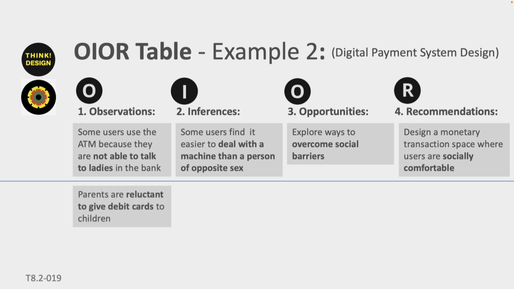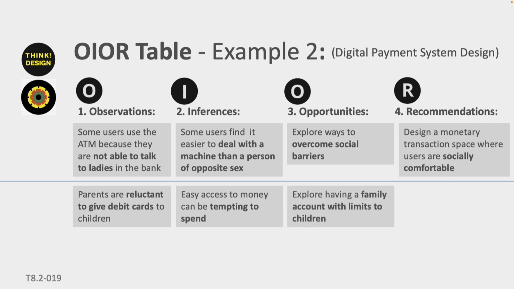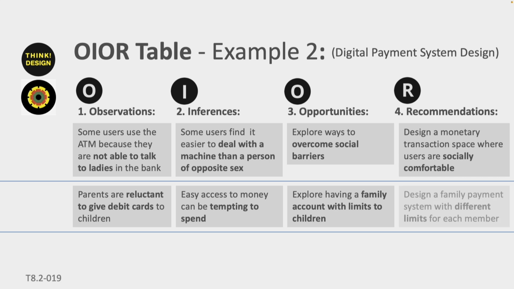Parents are reluctant to give debit cards to children. Obviously, because once the debit cards are in the hands of children, they can just spend it. Okay. So easy access to money can be tempting to spend, right? That's the inference. Okay. So what is the opportunity? Explore having a family account with limits to children. That means the account has limited spending amount. So it's a family account. So you can define what is the limit here. Okay, and that gives you recommendations for design: family payment system with different limits to each member of the family. Okay, it's observations, inferences, opportunities, recommendations.